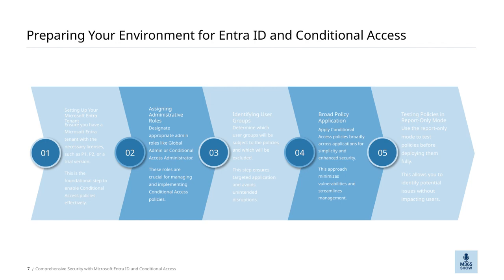Applying conditional access policies broadly across your applications can simplify management and boost security. By doing so, you reduce potential vulnerabilities and make it easier to oversee your security posture. Finally, I recommend using the report-only mode when testing new policies. This allows you to see how policies would affect your environment without actually impacting users. It's a smart way to catch and fix issues before full deployment.